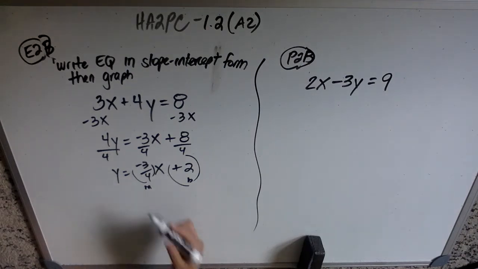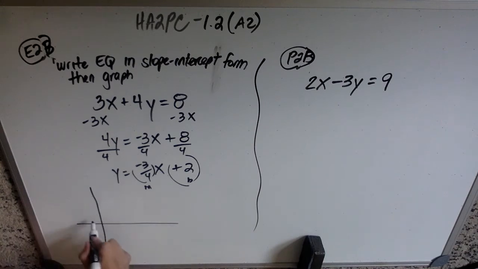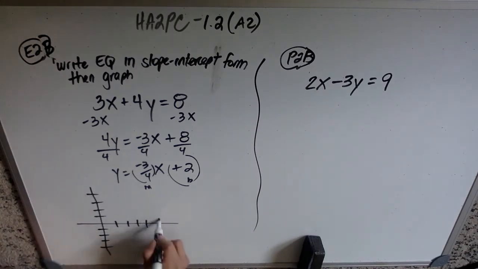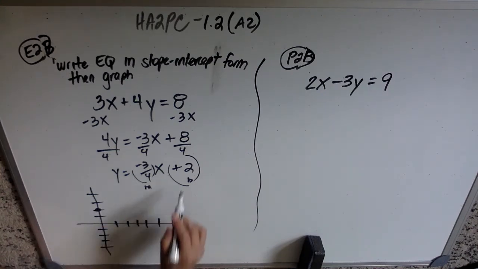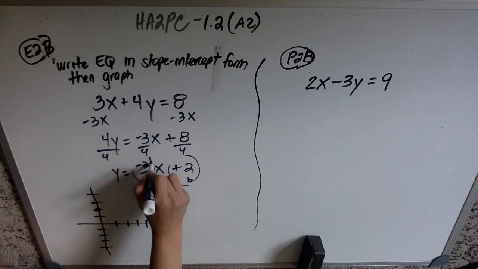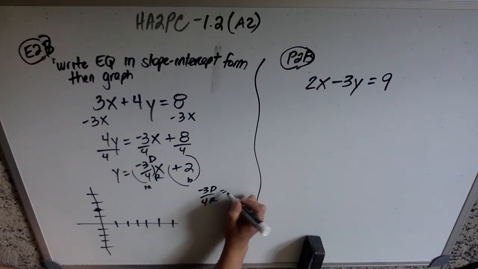You can either do down 3, right 4, or you could go up 3 and left 4. Okay, so let's go ahead and see what this looks like. 1, 2, 3, 4, 1, 2, 3, 4, 1, 2, 3, 4, 5, 6. Okay, so I'm starting up here at 2 on the y-axis, right? That's my start. And then I'm going to go down and right. But again, you could either go down 3, right 4, or you could do up 3, left 4.